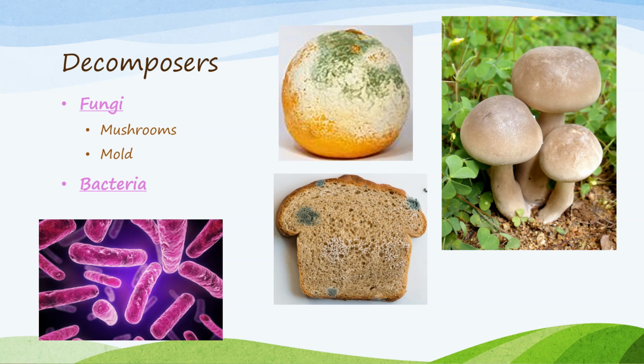When living things die, or when plants let leaves, twigs, fruit, and nuts fall to the ground, decomposers are there to break those down and put the nutrients back into the soil for plants to use.